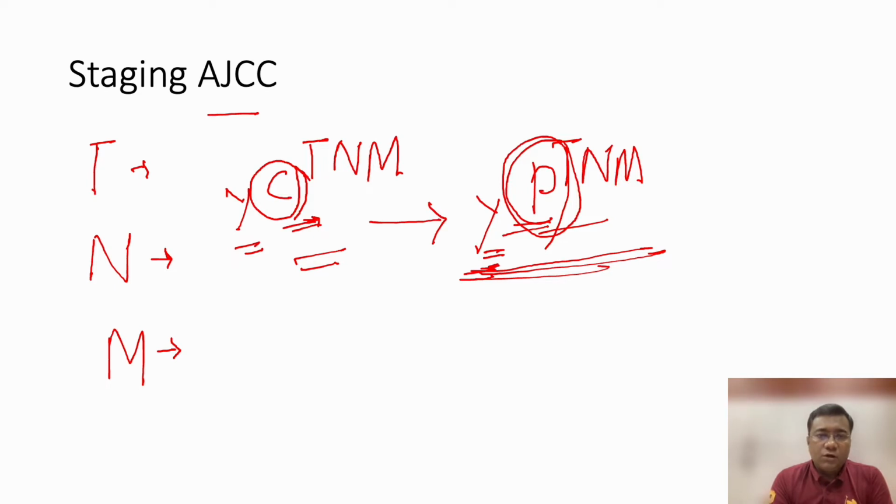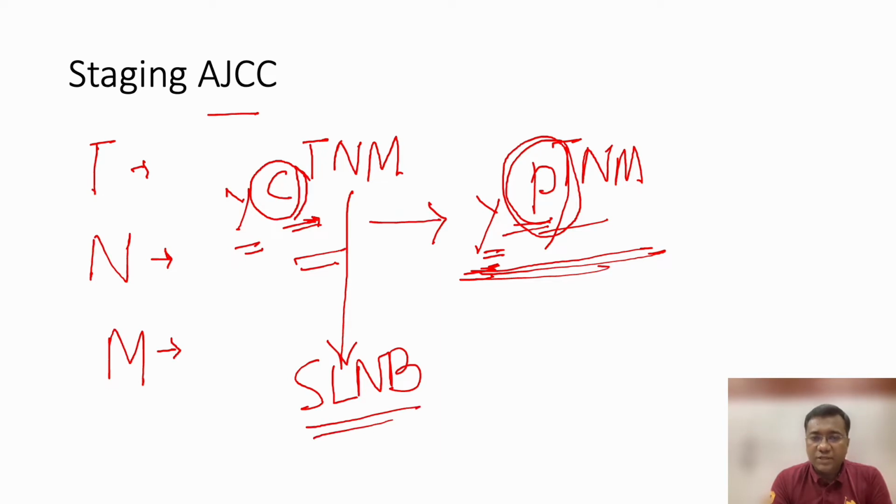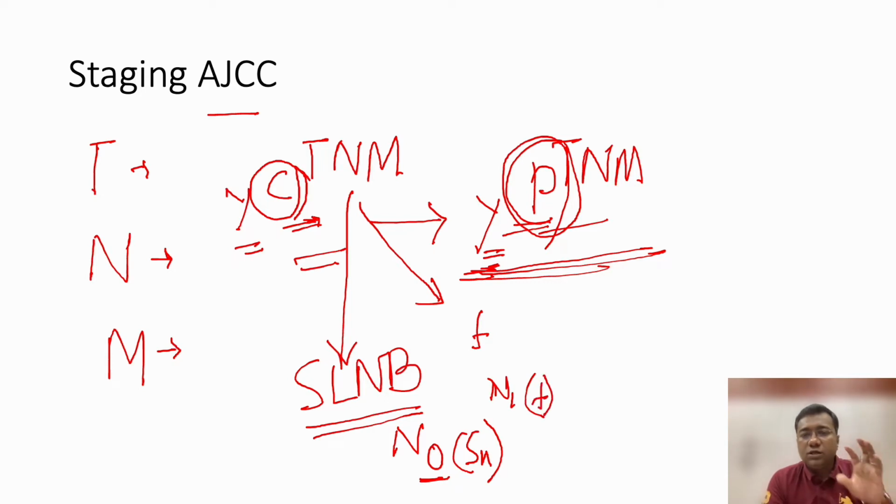Now, regarding N, nowadays there is something called SLNB, sentinel lymph node biopsy. So, if you diagnose the nodal status based on SLNB, then you add sn. So, it's like N0(sn). This sn stands for sentinel node biopsy. You have detected it by doing a sentinel node biopsy. When you detect the nodal status based on FNAC, there you write f. So N1(f). This is how the AJCC staging procedure works.